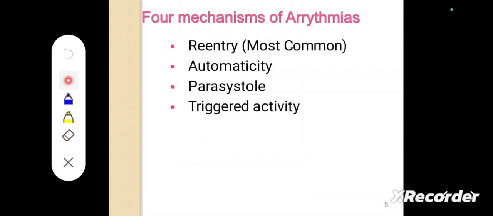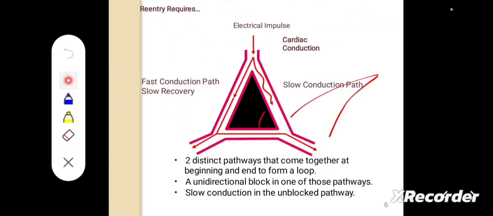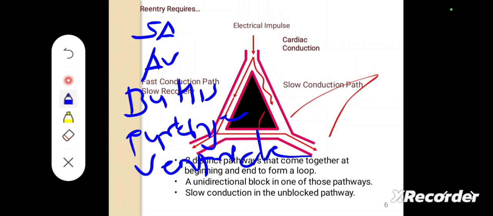Next, what are the mechanisms by which arrhythmia can arise? There are four mechanisms through which arrhythmia arises or occurs: re-entry, automaticity, parasystole, and triggered activity. One by one we can discuss the meaning of each mechanism and how they can produce arrhythmia. Now first, re-entry.